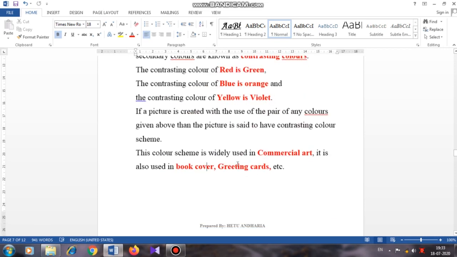So, wherever we need to add attraction, we have to use this type of color scheme. So, it is used in these three places.